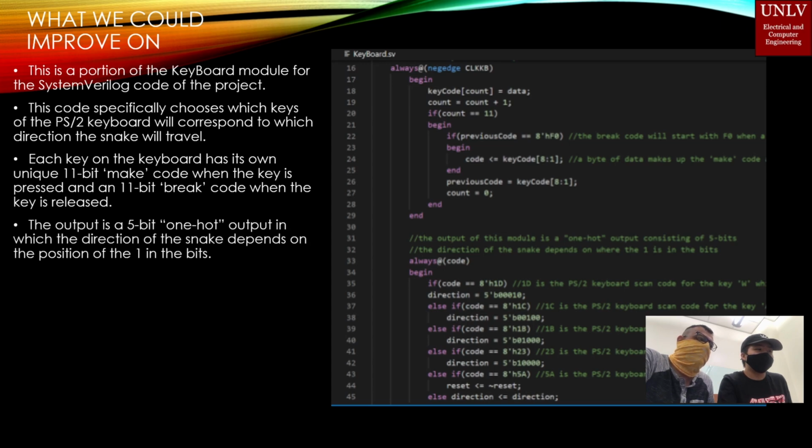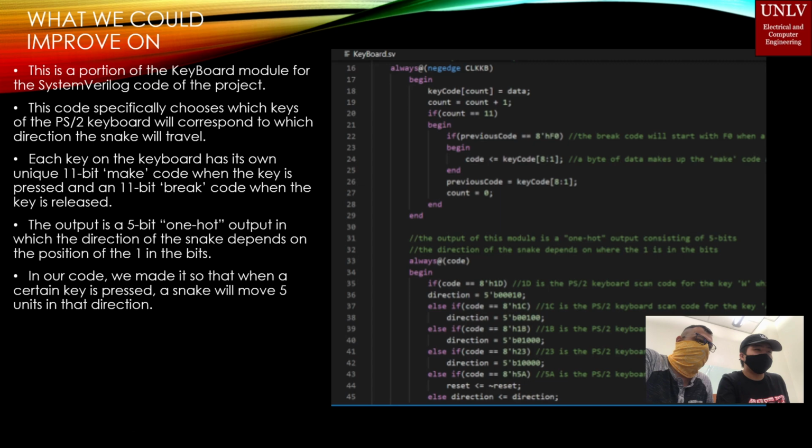The output is a 5-bit one-hot output in which the direction of the snake depends on the position of the one in the bits. And as you can see in the code here, each direction is denoted by a hex code, an 8-bit hex code. So for this hex code right here, 1D, this is the code for the W key, which tells the computer for the snake to go up. For 1C, the key for that is A, for 1B it's S, and for 5A it's D. And as you can see, the 1 is in different positions for each key, and that's why it's called a 5-bit one-hot output.